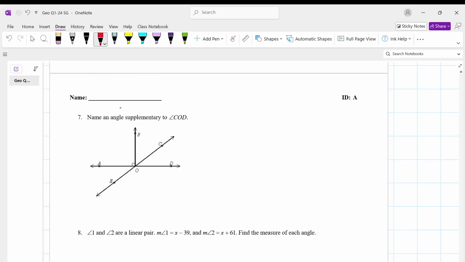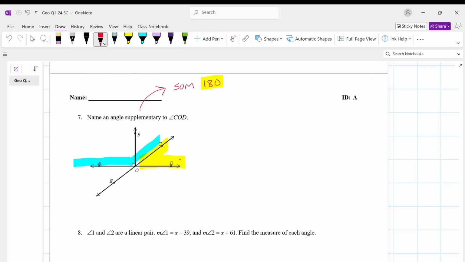Problem number 7. Name an angle supplementary. Supplementary angle sum 180. So we've got angle COD, which is right here. So an angle that we can combine with it to sum 180. Well, we've got this straight line right here, AD. So if we combine this blue angle with it, we got a straight line, right? And the measure of a straight line or a straight angle is 180 degrees.